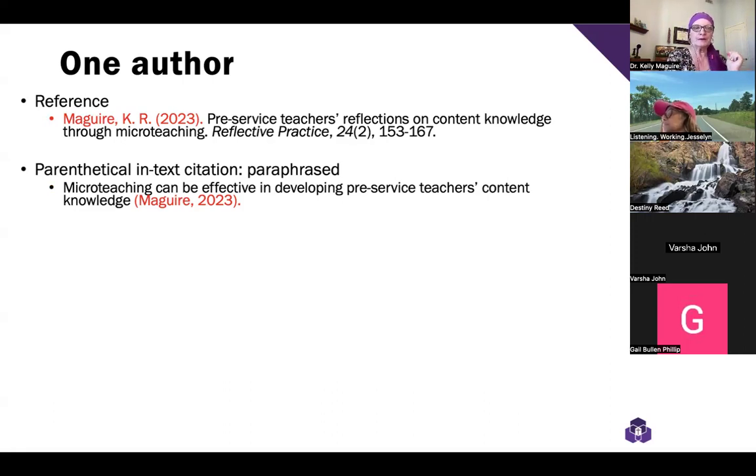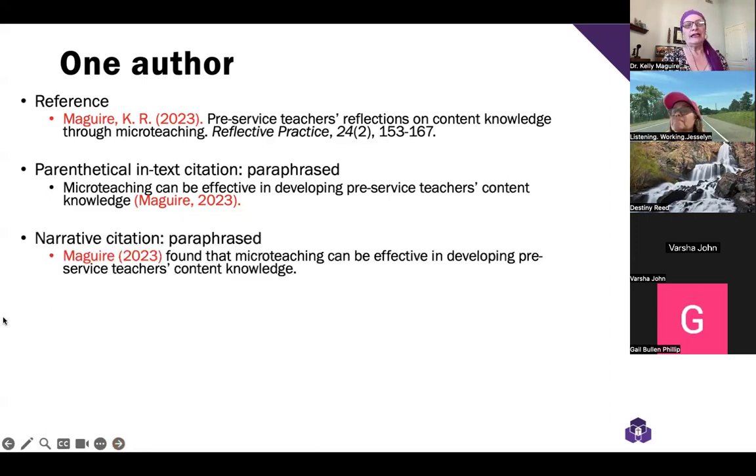So for example, in the sample that you see on the screen, this was paraphrased from the article that I had written, and it just says, micro-teaching can be effective in developing pre-service teachers' content knowledge. And then what you'll notice is there's a space, the parentheses, the author's last name, comma, a space, year of publication, close parentheses. And I want you to notice where the period is. The period is on the outside of those closed parentheses. It's not inside. So the parenthetical in-text citation is the end of the sentence, if you were to put it there.